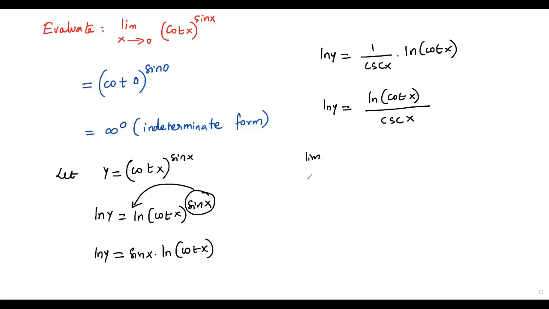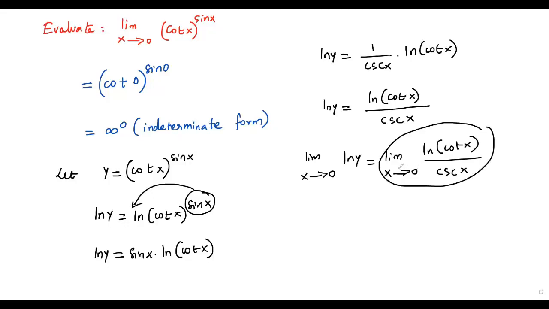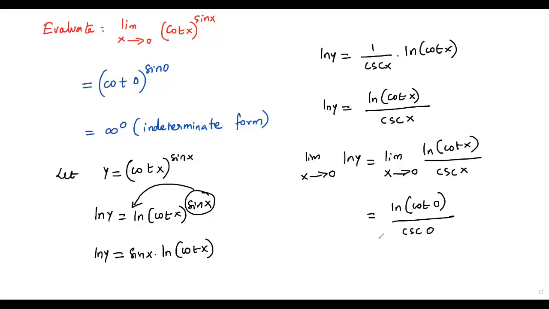So then I'll be getting limit x tends to 0, ln y equals limit x tends to 0, ln of cotangent x over cosecant x. Okay, here when I apply the given limit, even if I get indeterminate form as a result for this limit, I can use L'Hopital's rule in this step, because here the function is in the form of f of x over g of x. Anyways, let's plug in the given limit for x, that is 0. So then I get ln of cotangent 0 over cosecant 0.